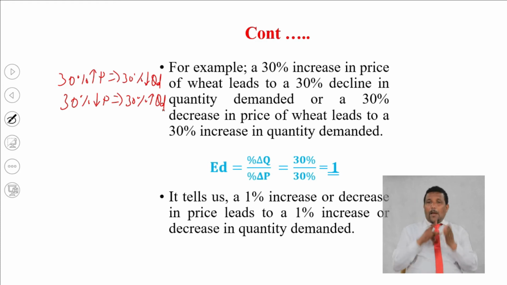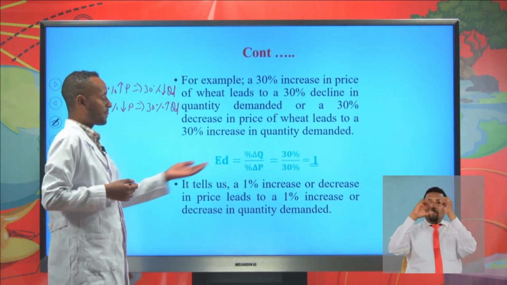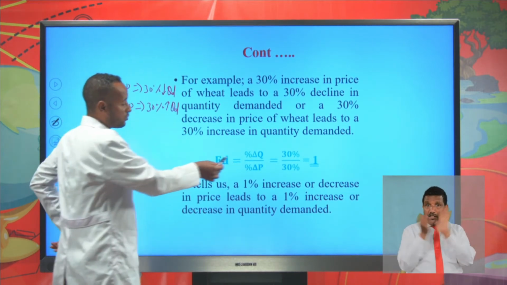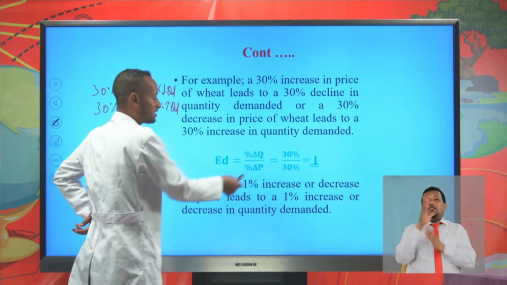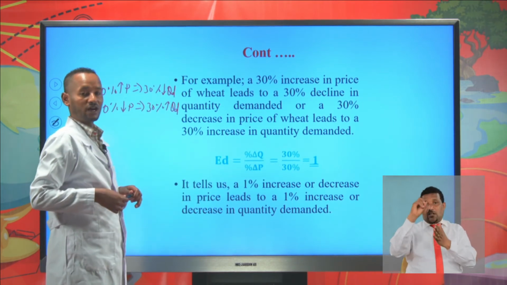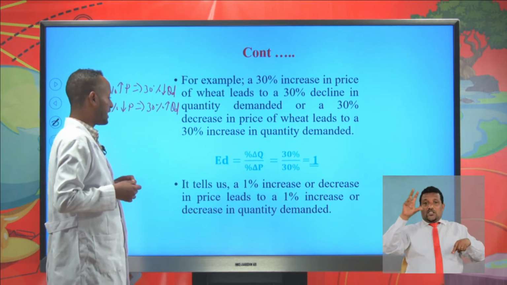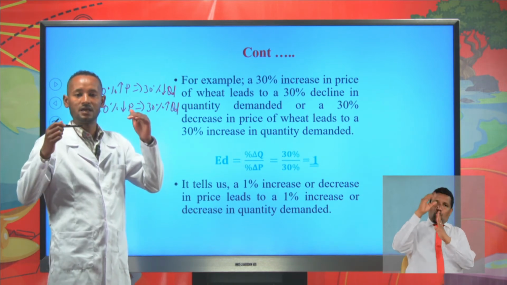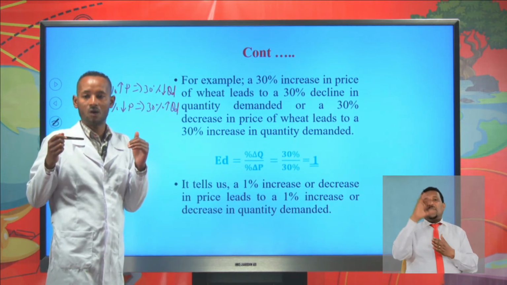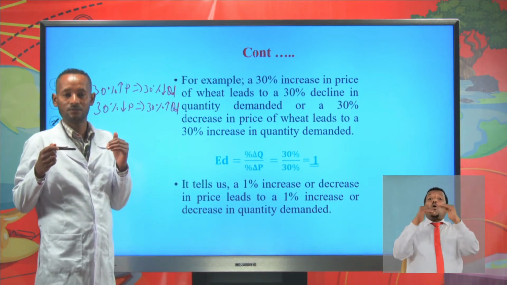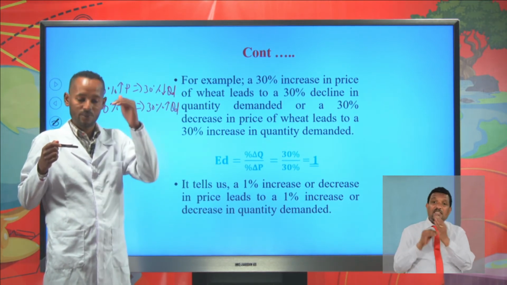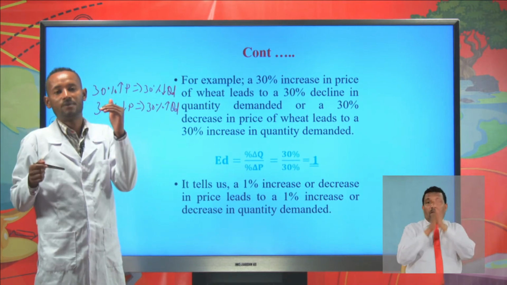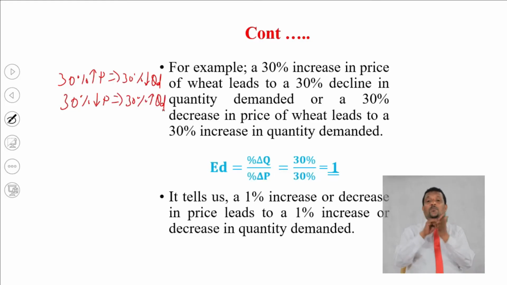Mathematically, the price elasticity of demand is calculated by dividing the percentage change in quantity demanded by the percentage change in price. From this example, the percentage change in quantity demanded is 30% and the percentage change in price is 30%. When we cancel 30% by 30%, we get 1. This tells us a 1% increase or decrease in price leads to a 1% increase or decrease in quantity demanded. That means as price increases by 1%, quantity demanded declines by 1%, and as price declines by 1%, quantity demanded will increase by 1%.